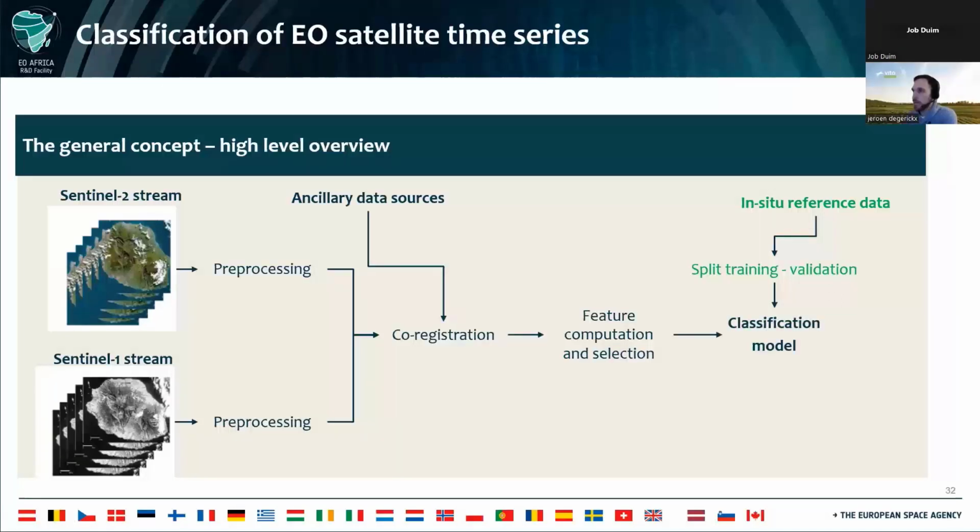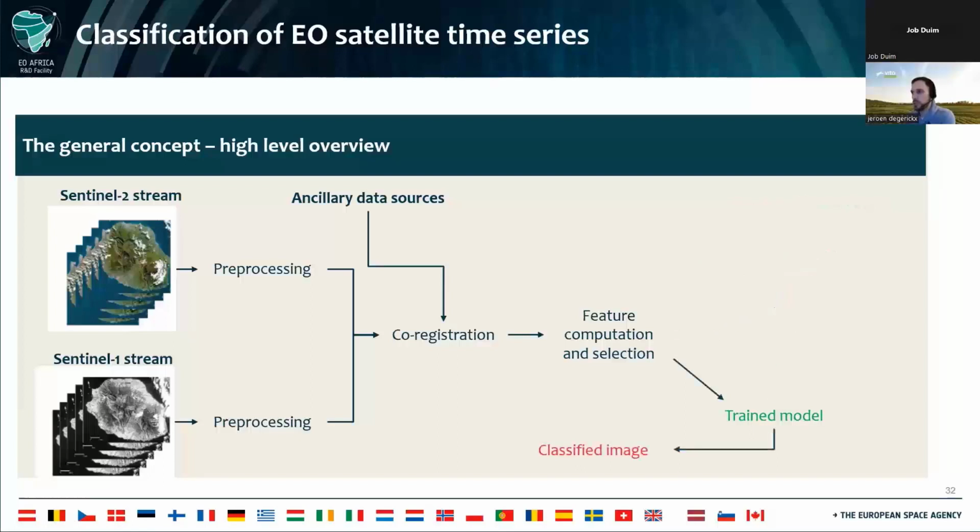And you combine these reference labels with your computed features from the satellite data in your classification model. You train your model, and then once you have your model trained, you can just apply it to an entire area to get your classified image, right? So that's the general high-level overview of any classification approach using satellite data.